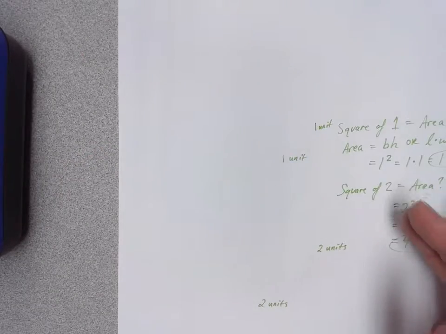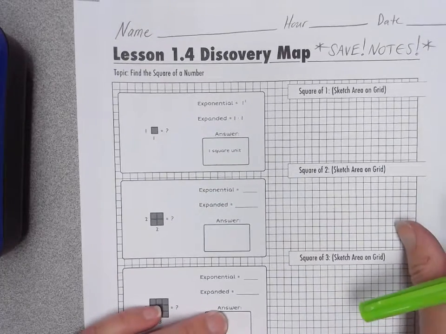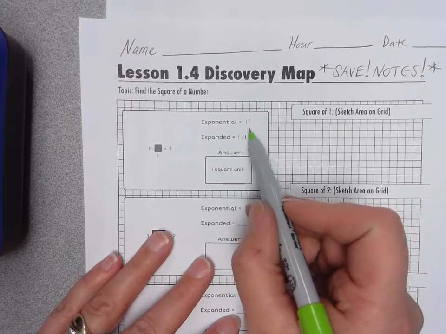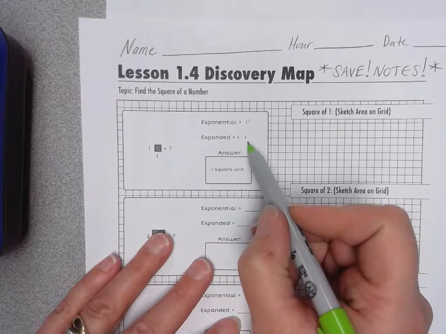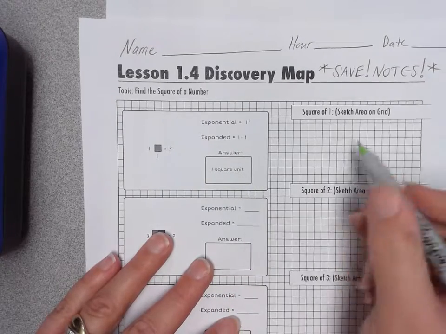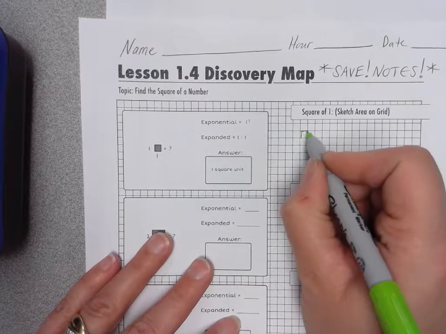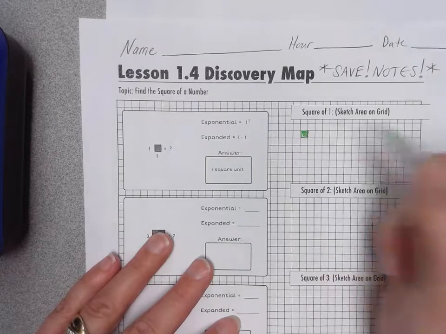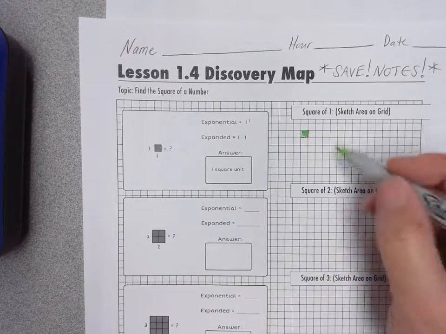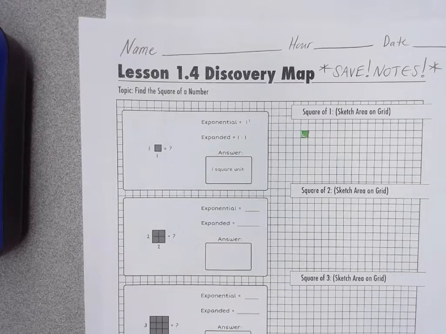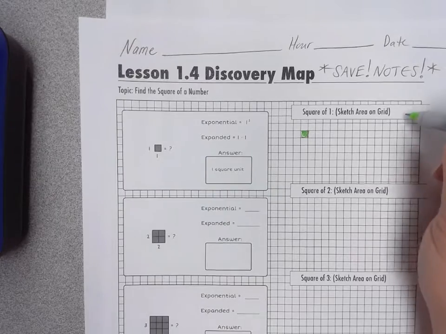Next, we're going to apply that to our discovery map. So here's an example of how this would look. Here I show you what exponential form looks like. It says 1 to the second power, and if I expand that, it says 1 times 1. So the answer is 1 square unit. Here they ask me to sketch it over here. So sketch the square of 1. There, I've done that. To be honest, I'm not sure that it's a good idea for us to keep sketching the exact same ones that they show you. I think it'd be better for us to challenge you a little bit. So in a minute, we're going to also show the square of 5.